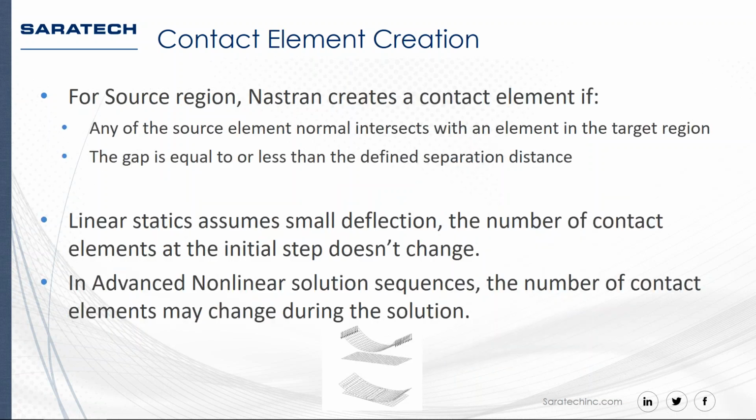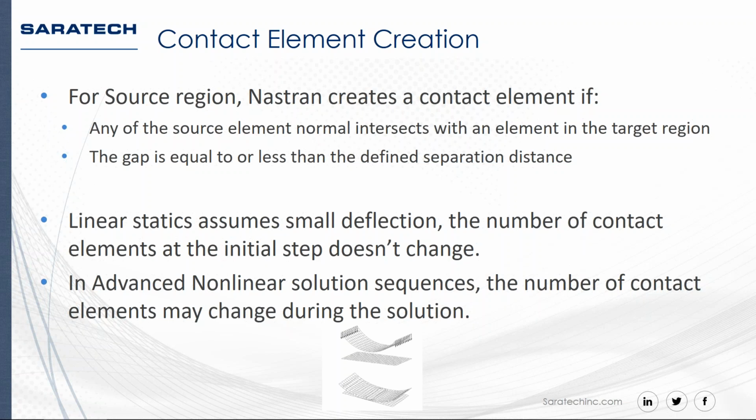And the reason these normals are important is that's exactly how contact works. From the element faces in the source region, the normal gets projected, and Nastran will create a contact element if any of that source element normal intersects with an element in the target region, or if the distance between the two faces is equal to or less than your defined separation distance from that property, as we saw.